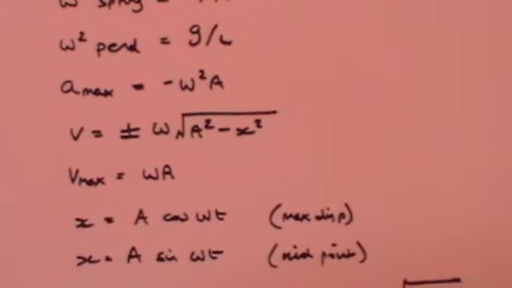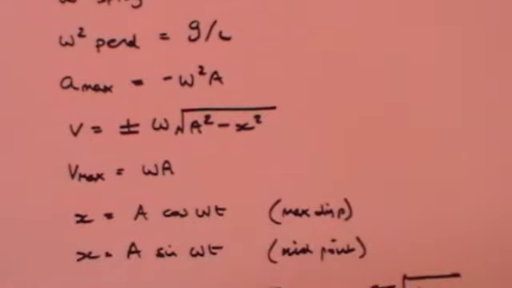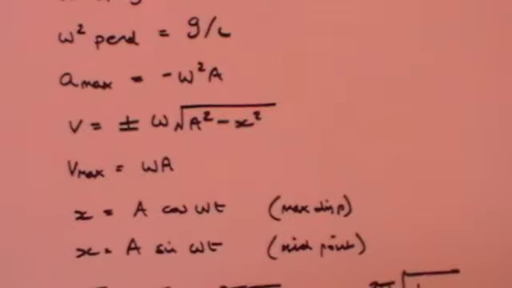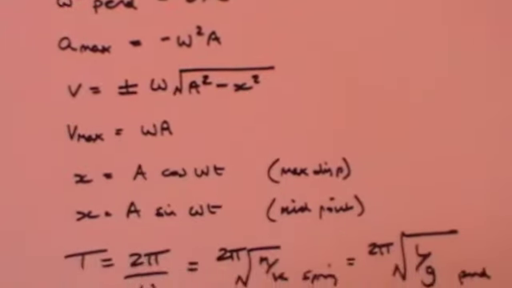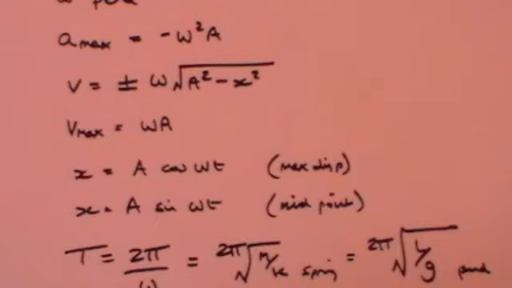The velocity at any point is equal to plus or minus ω times the square root of a², the amplitude, minus x², the displacement, squared. The maximum velocity, which of course will be as the mass on the spring, or as the bob of the pendulum passes the midpoint, is ωa. You can measure the displacement x, it's a cos ωt, if you are measuring time from the maximum displacement.